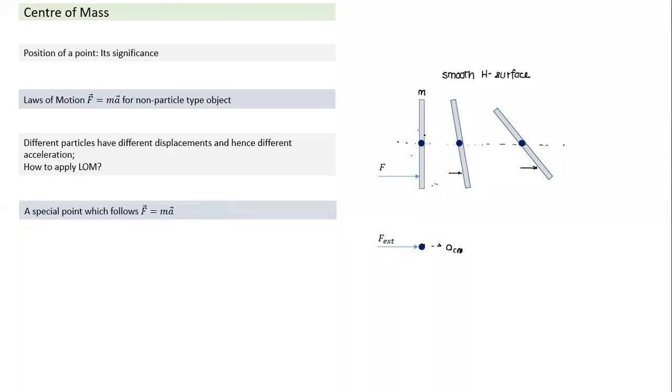So it is applicable, Newton's law of motion, if you have to apply it to an object which is undergoing translation plus rotation. Only one point will follow that Newton's law of motion. So I can replace the entire thing by that object. And for different objects, that point will be different.